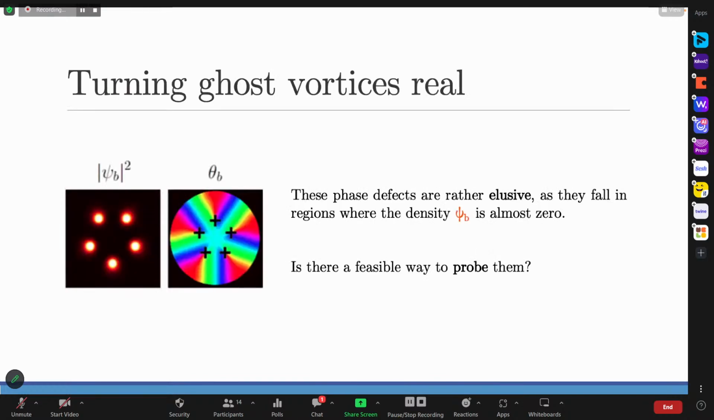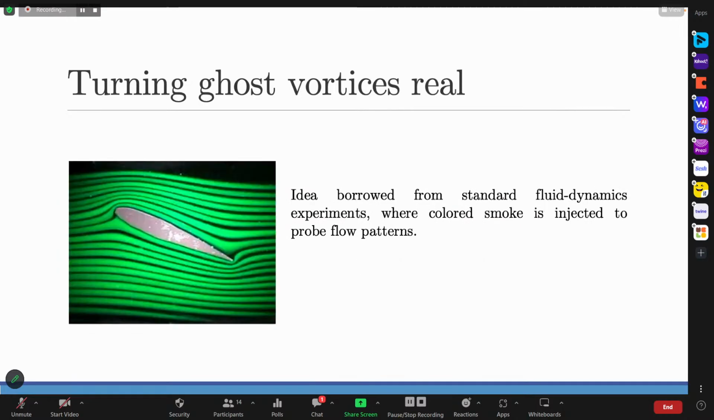And for the last part of my talk, I would like to answer a question that some of you may have. So you may argue, okay, these phase defects are very elusive. They may be so fragile that they have basically no way to be observed. And indeed, this is wrong. And as I will show you, these phase defects have a physical importance, and they can be observed by means of a suitable quench protocol. And the quench protocol that I'm now suggesting to observe these ghost vortices is the following.